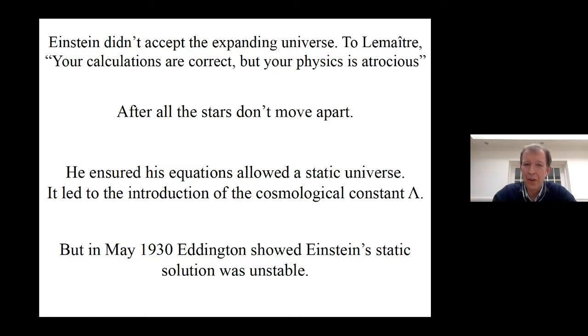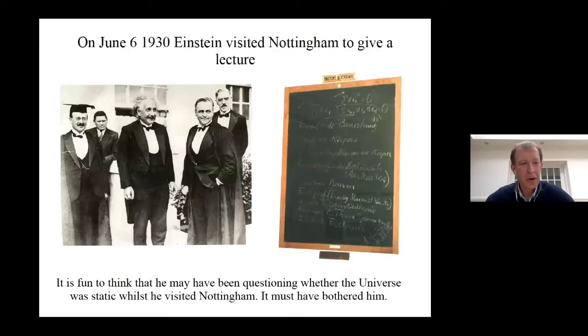And in May 1930, Eddington showed that Einstein's solution was unstable. Another neat thing is that on June the 6th, 1930, he came to visit Nottingham to give a lecture. He gave it in German. He arrived 2 hours late. And I can't believe anybody understood it. You definitely got to go and see the blackboard and see the fantastic writing. Somebody had the wonderful intuition of thinking, I know what, let's get him to sign this blackboard.